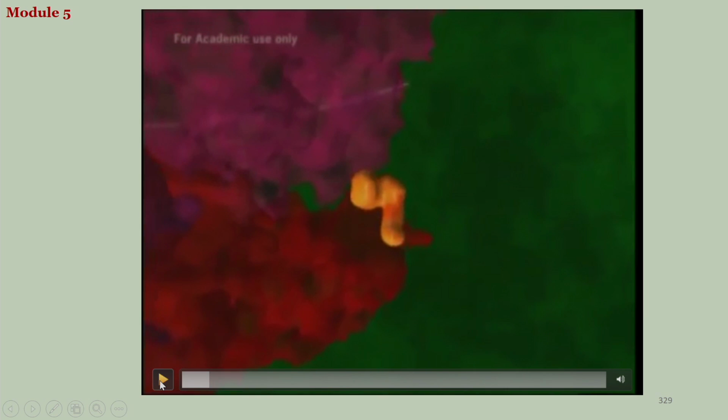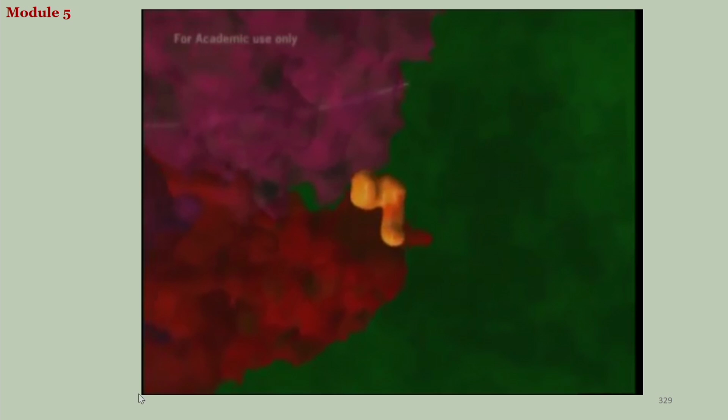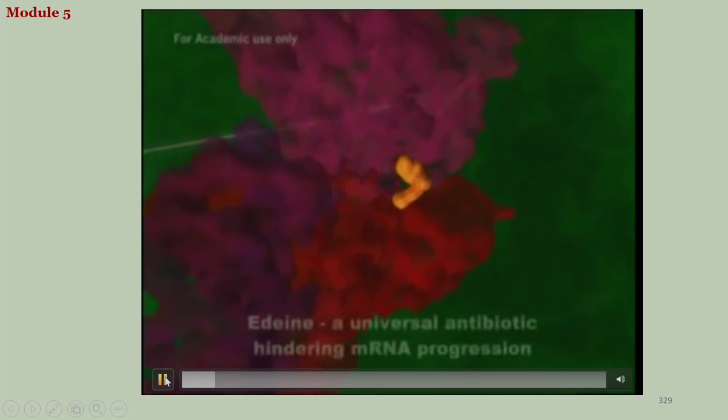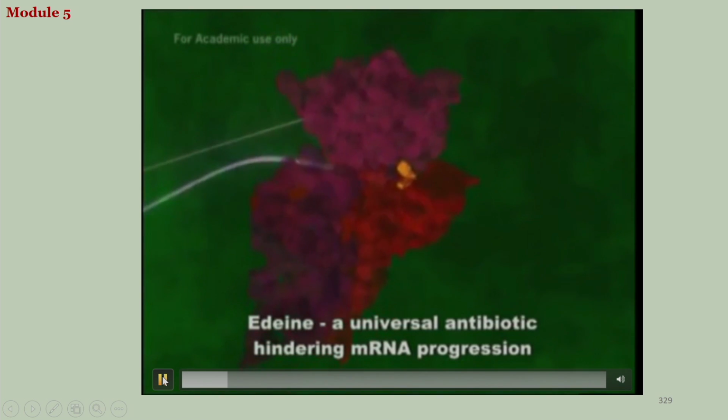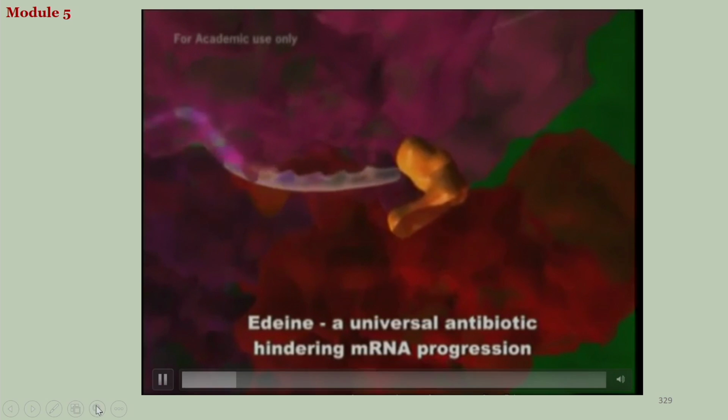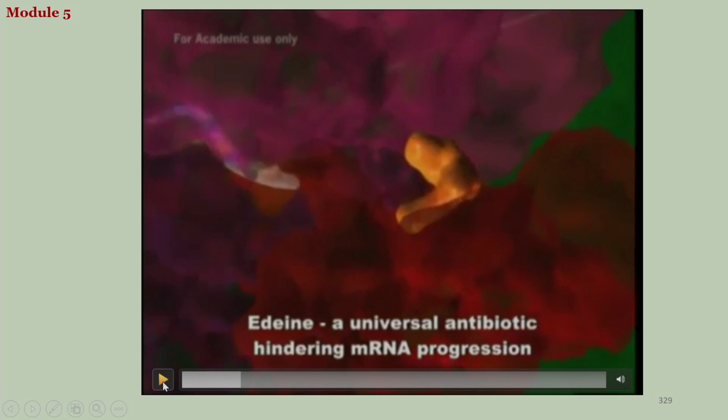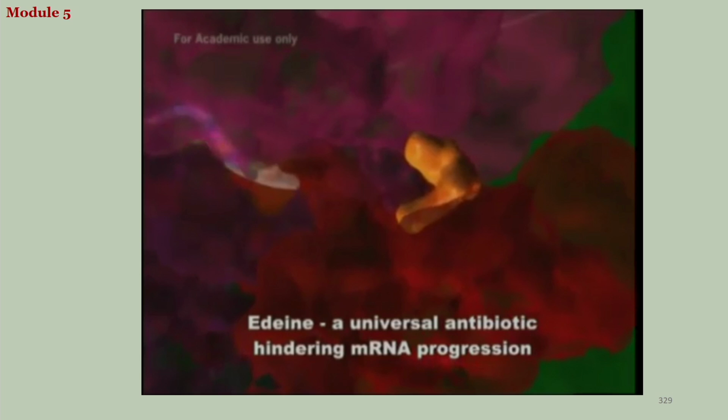So, let us say this is an antibiotic. This is Edeine, a universal antibiotic that hinders mRNA progression. Now, here you see the mRNA is coming in, getting into the ribosomal subunit, and on the other side of the cavity the antibiotic goes and binds.